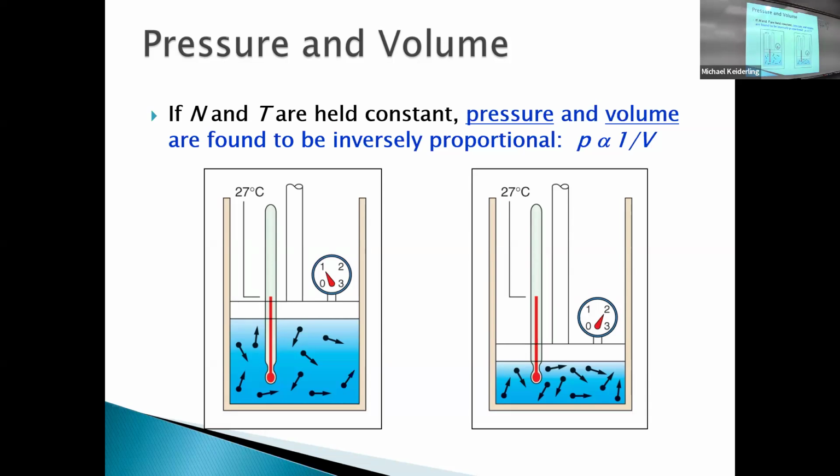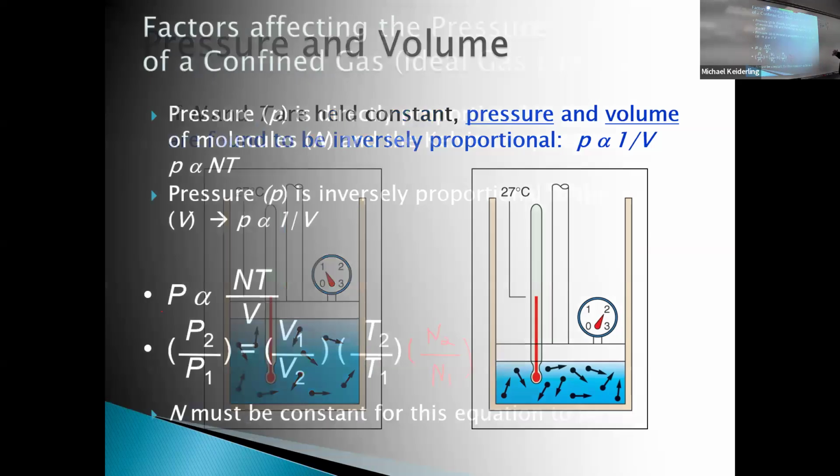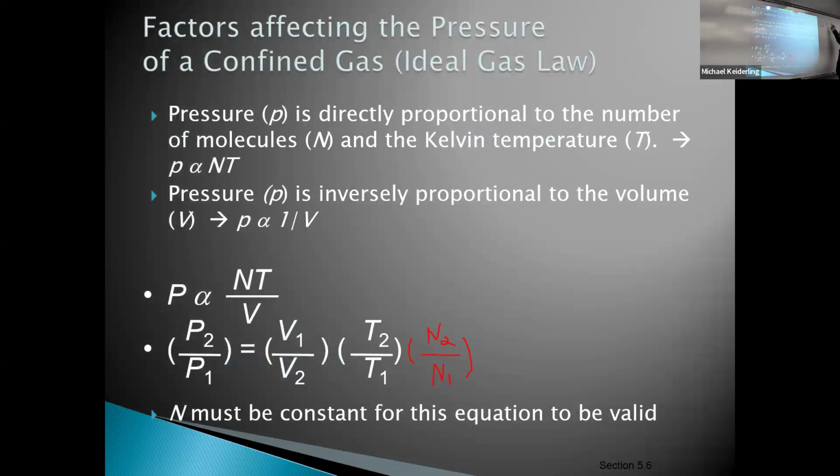Basically, if you squeeze it into a smaller space, that increases the pressure, because it has to go less distance to hit the walls, is a way to think about it. And so we find that pressure is proportional to NT over V. And we can write a relationship that P2 over P1 equals V1 over V2 times T2 over T1 times N2 over N1.